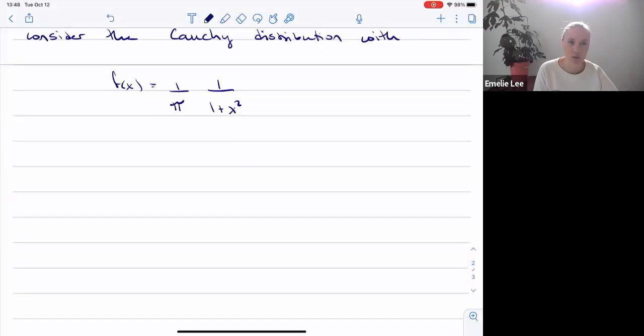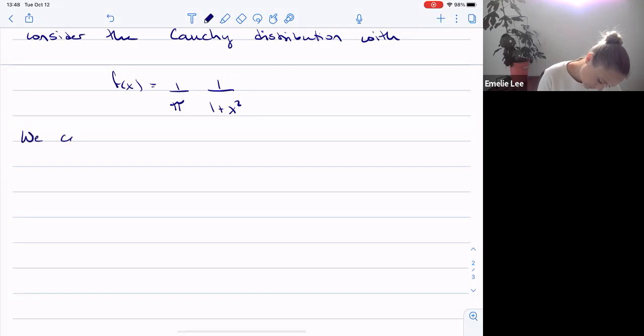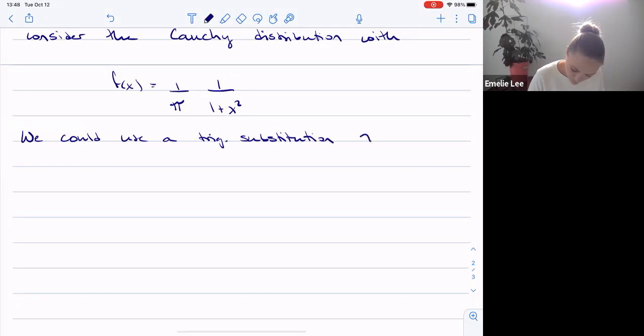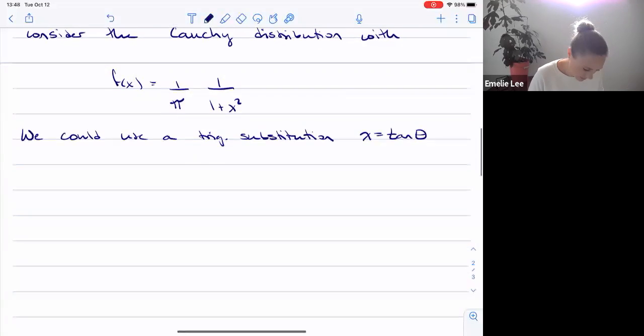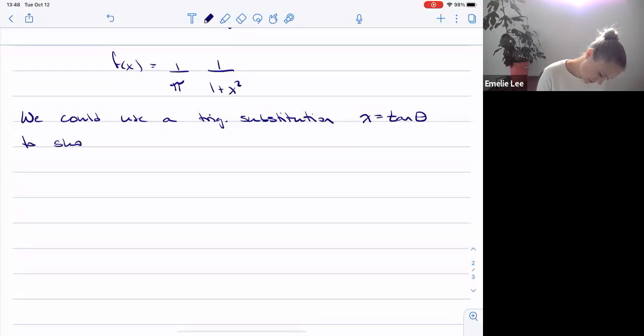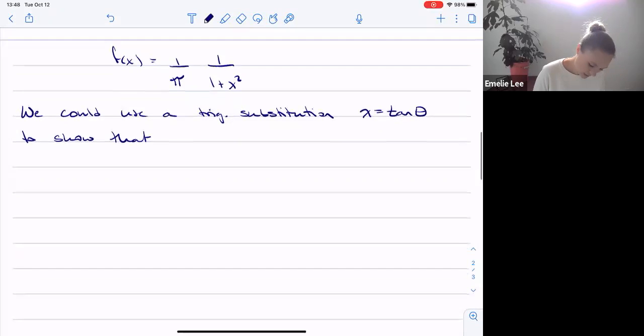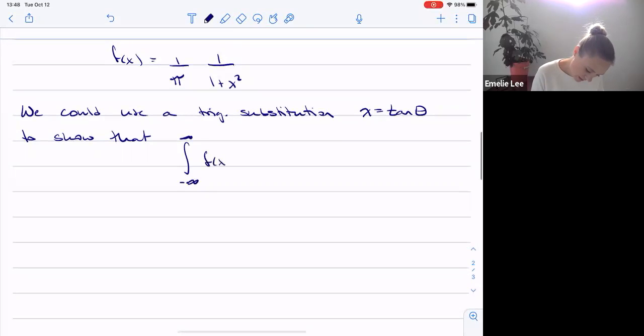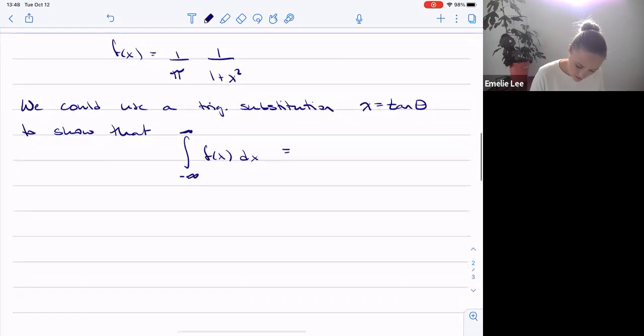How we would do that, we would use a trig substitution. We're not going to go into it, but I will make a note here in case you wanted to try it. We could use a trig substitution, that x equals tan theta, to show that the integral from negative infinity to infinity of f of x dx is 1.